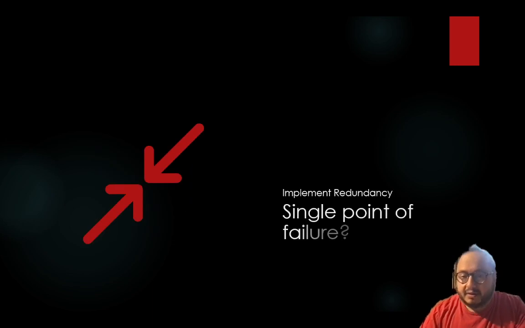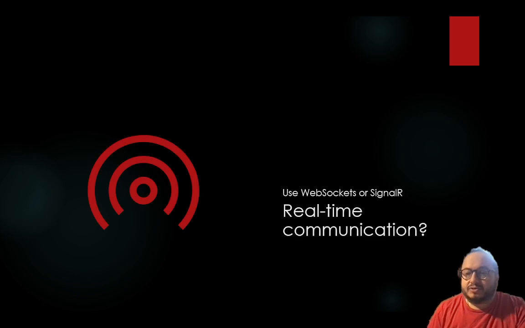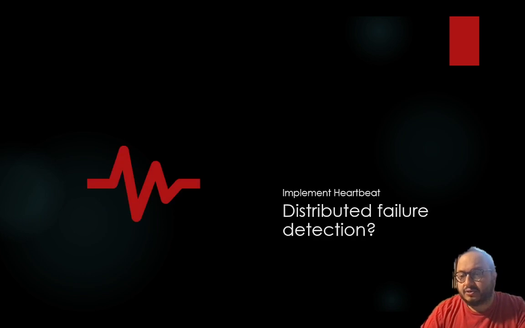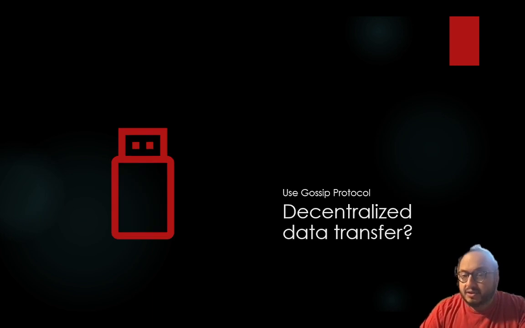Have backups and replicas for key systems so failures don't take down your application. Replicate data across nodes or regions to avoid loss and enable quick recovery after failures. WebSockets enable two-way real-time data flow, perfect for chats, live feeds, or notifications. A heartbeat system regularly checks if nodes are alive, quickly spotting and responding to failures. Checksums validate that data hasn't changed or been corrupted during storage or transfer. Gossip protocols allow information to spread efficiently across nodes in a distributed system.